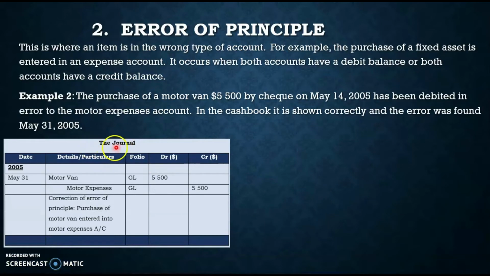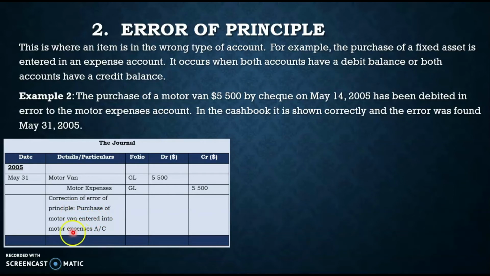So to make a correction, we have to show the journal entry first. The correct account that should have been debited would have been the motor van. So we have motor van. We can find that in the general ledger, $5,500. It is in the motor expense on the debit side, so we need to remove it. So we're going to write on the opposite side to show that we are removing the $5,500. So we're going to credit motor expenses, general ledger, with the $5,500. The narrative: correction of error of principal, purchase of motor van entered into motor expenses account.